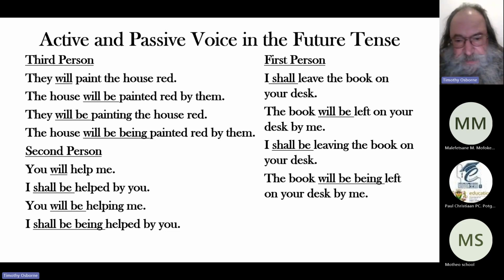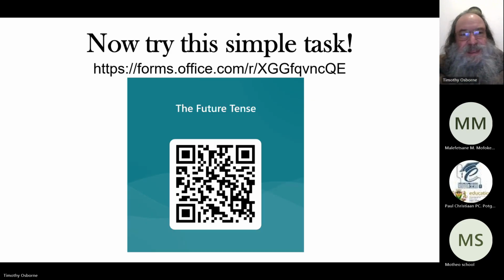Now, that's all I have for today. But before I go, let me leave you with this lovely, simple task, which I shall also be posting right now onto the groups for you.